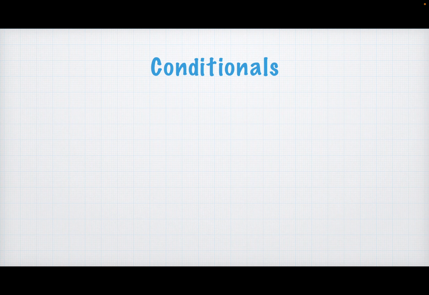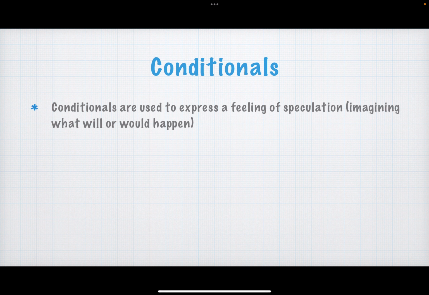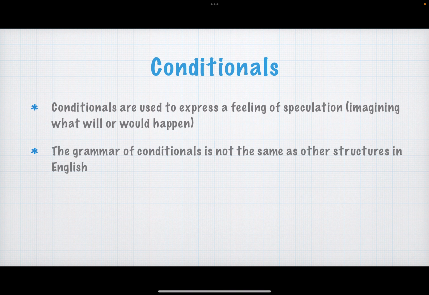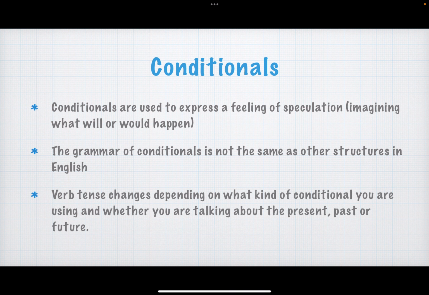So conditionals are a type of independent and dependent clause. They're a type of complex sentence. Conditionals are used to express a feeling of speculation, imagining what will or what would happen in a particular situation. The grammar of conditionals is not the same as other structures in English. Verb tense changes depend on what kind of conditional you are using and whether you're talking about the present, the past, or the future.